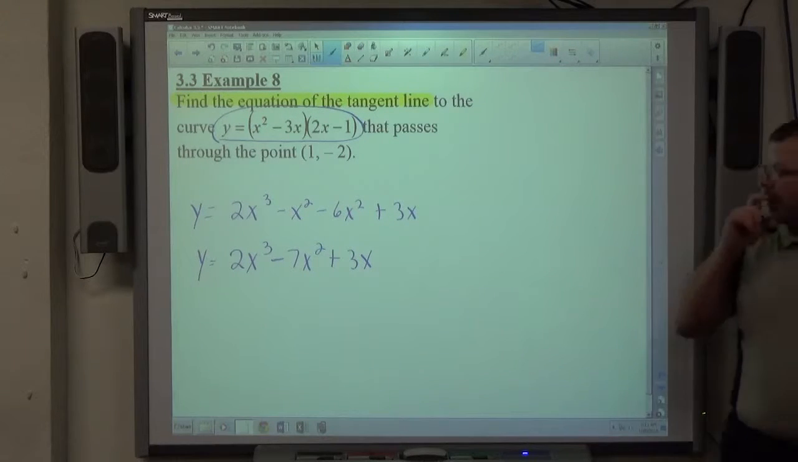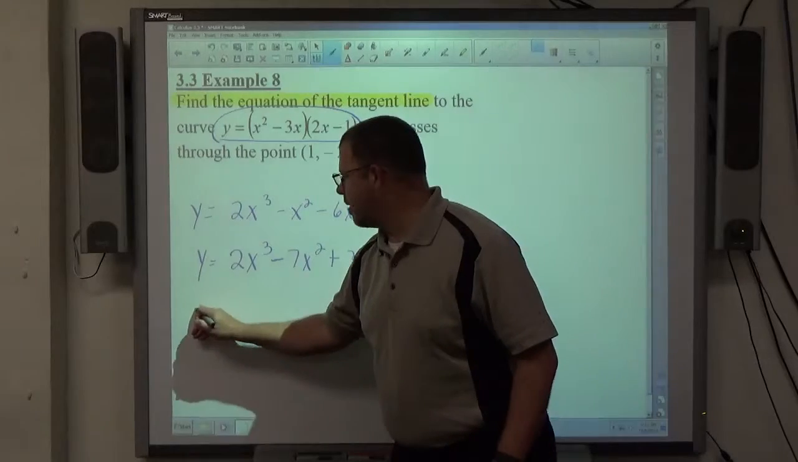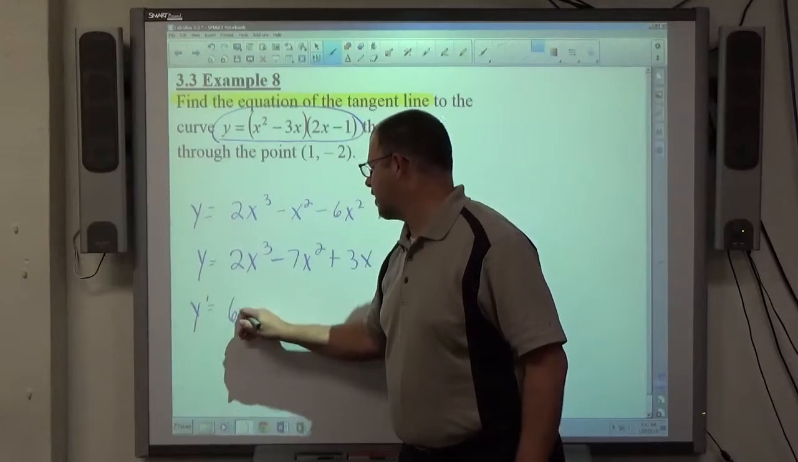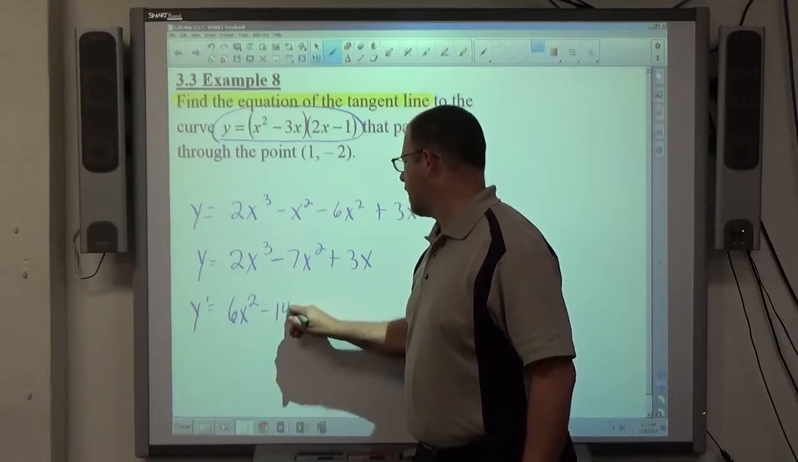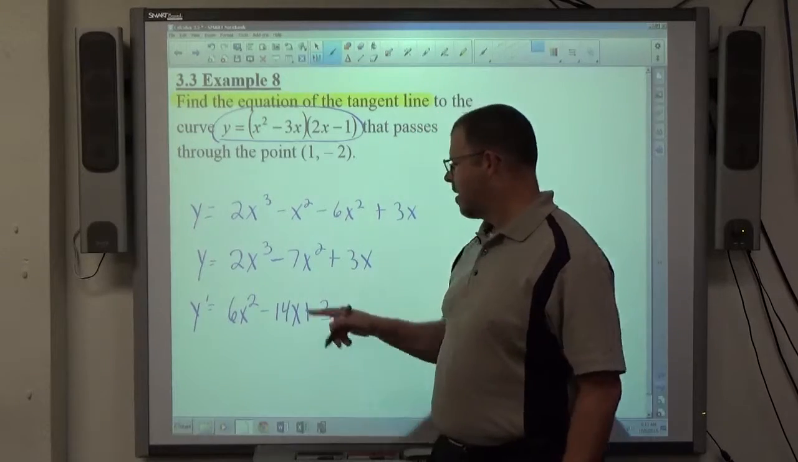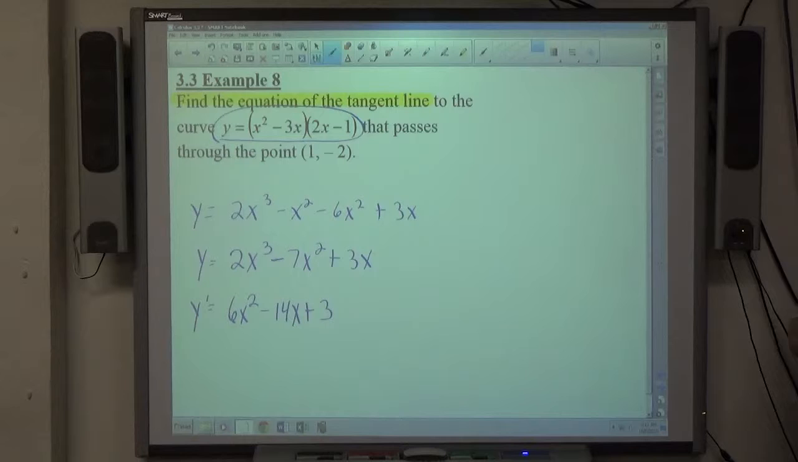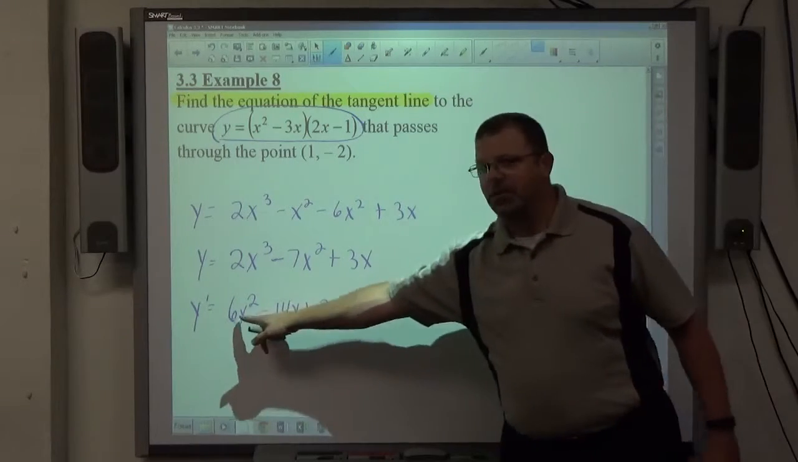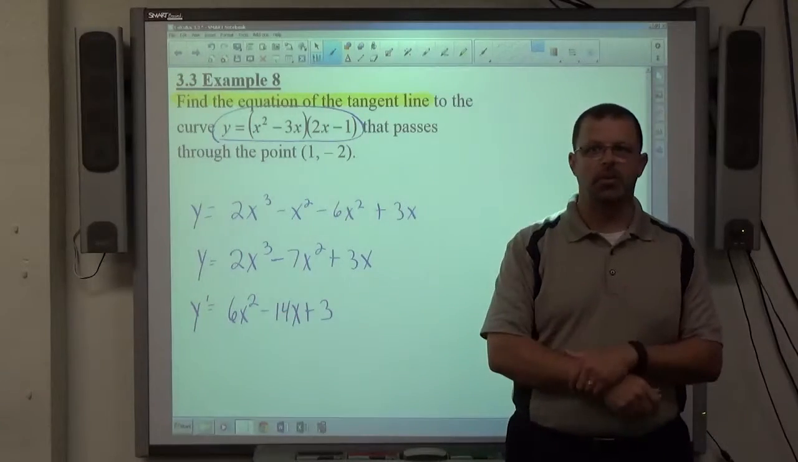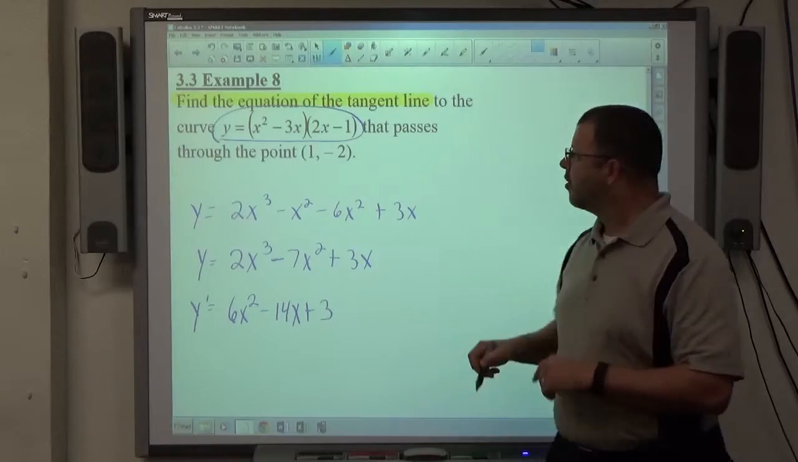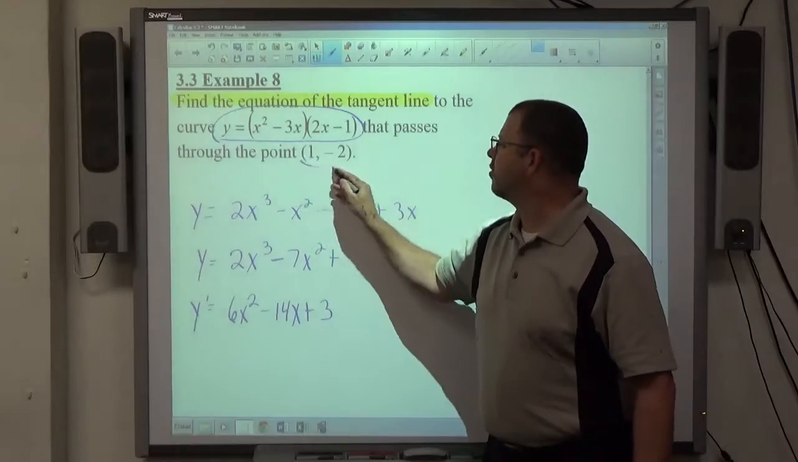All right. If I do apply the power rule to find the derivative, y prime is going to be 6x squared minus 14x plus 3. That's the slope formula for our function. Again, the slope formula, when we did lines, the slope was a number, was a constant. When we're looking at curves, slope is a variable expression because it depends on what x equals as to what the slope is. So I know the point of tangency here is (1, -2).